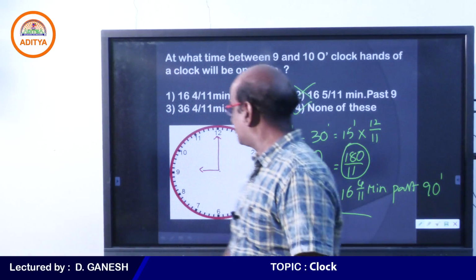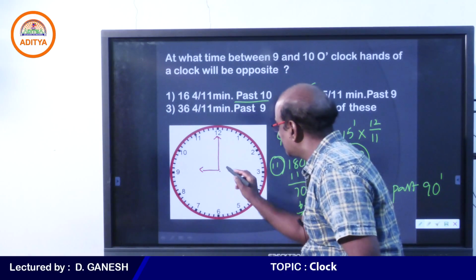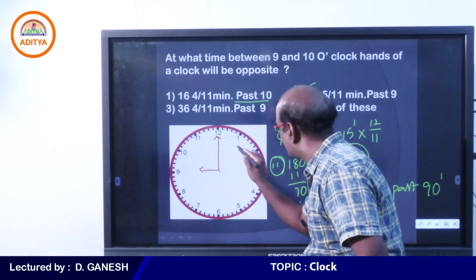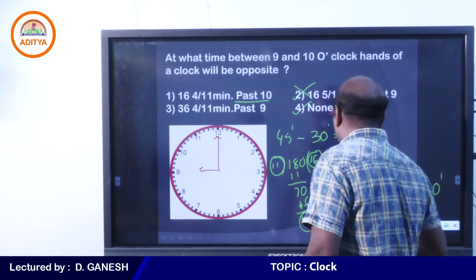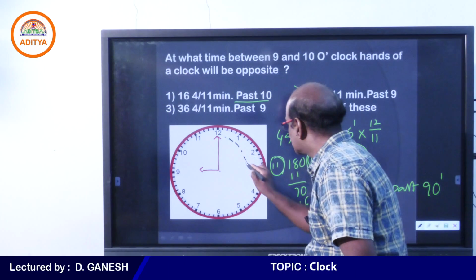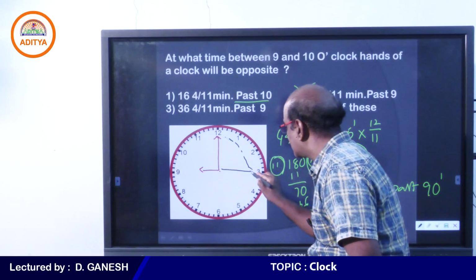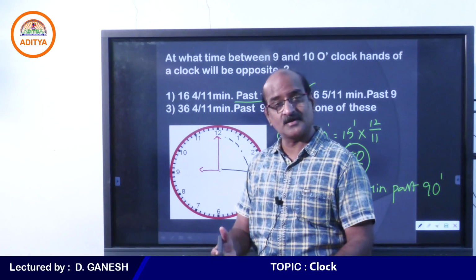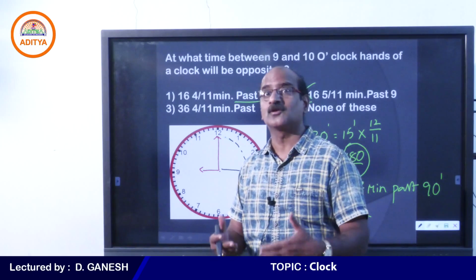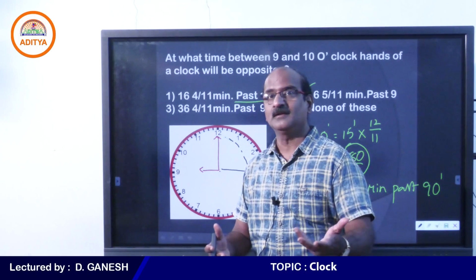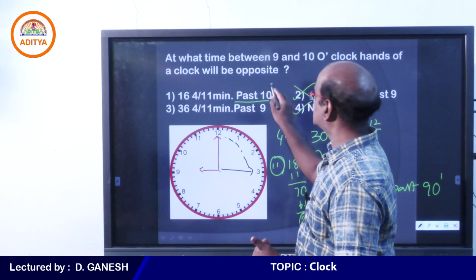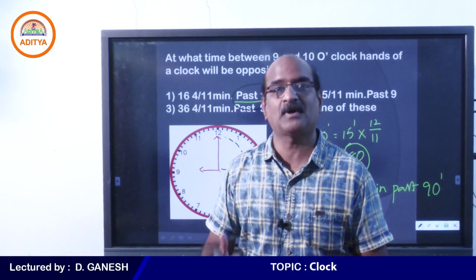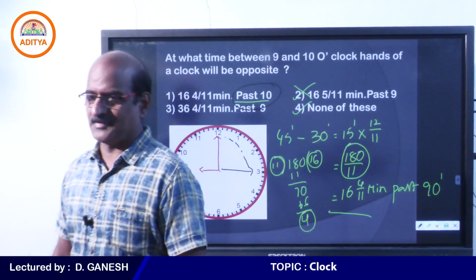Past 9 o'clock, when the hands are opposite, it is close to 9:15. So it is after 9, not after 10. Close to 9:15, so 9 and 15. So it is not past 10, it is past 9 o'clock. After passing 9, we see the hands will be opposite.